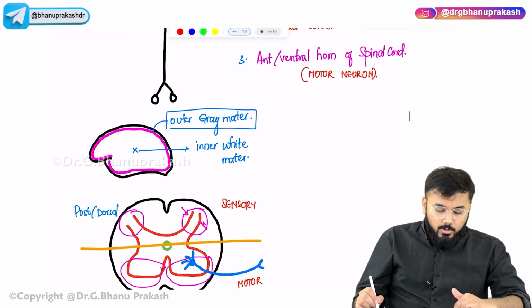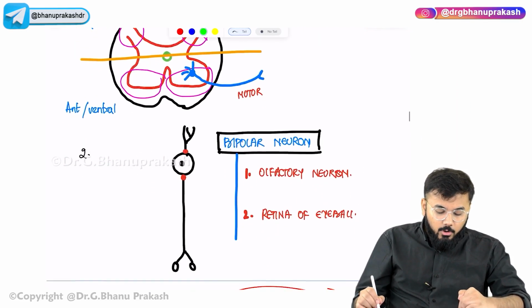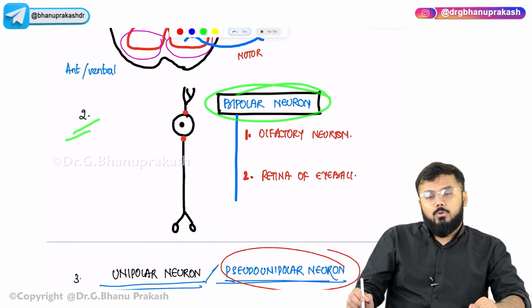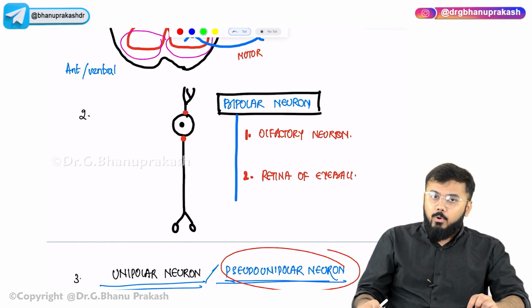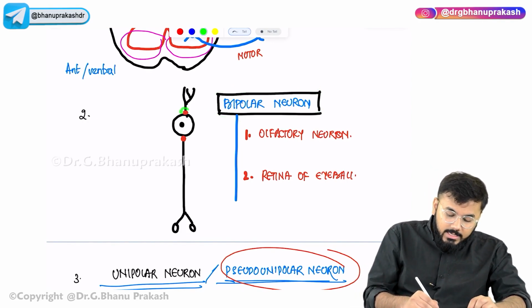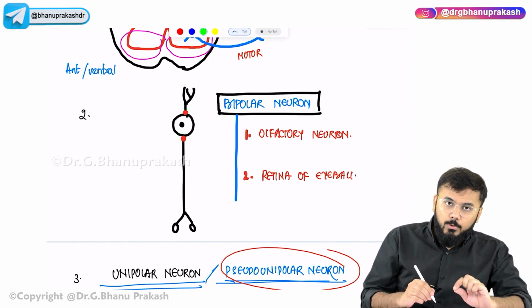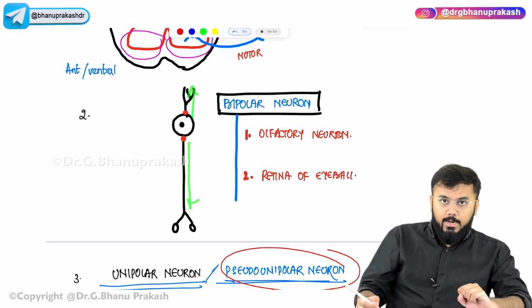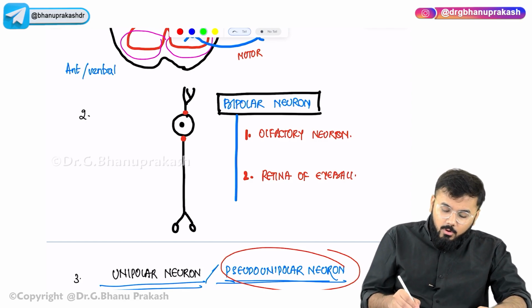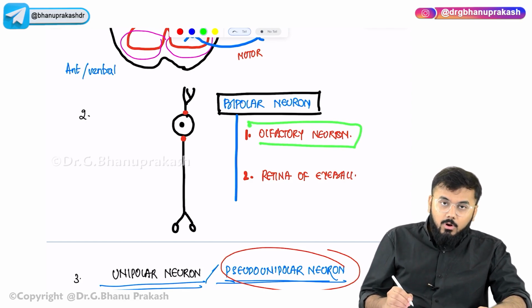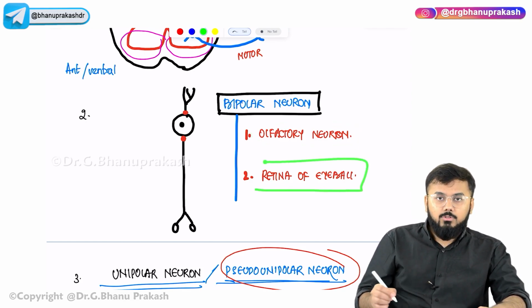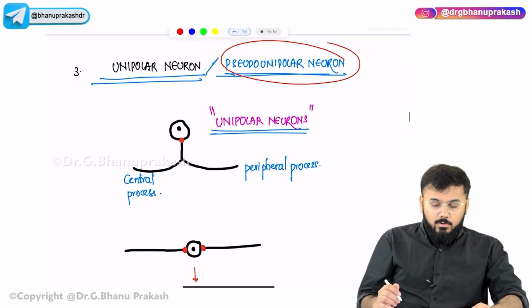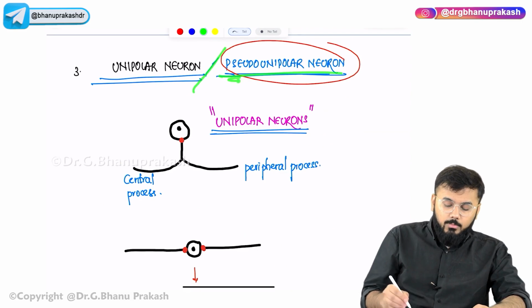Now, the second important type is called a bipolar neuron. Why are you calling it a bipolar neuron? Because you can see two poles. Only from these two poles the structures will come out. One is called the axon, one is called the dendrite. Bipolar neuron. Now the examples are the olfactory neuron and the retina of the eyeball. Now coming to the unipolar neuron, which is also called a pseudo unipolar neuron.